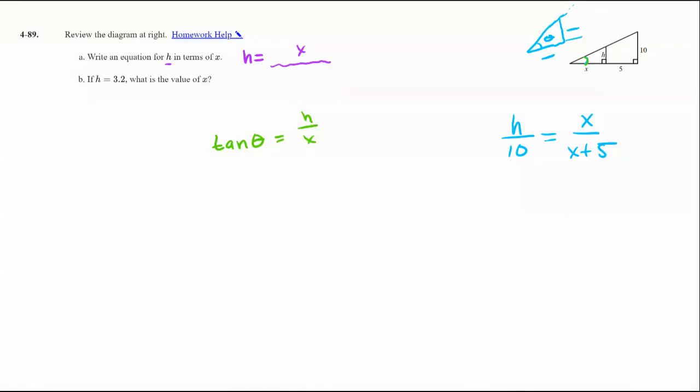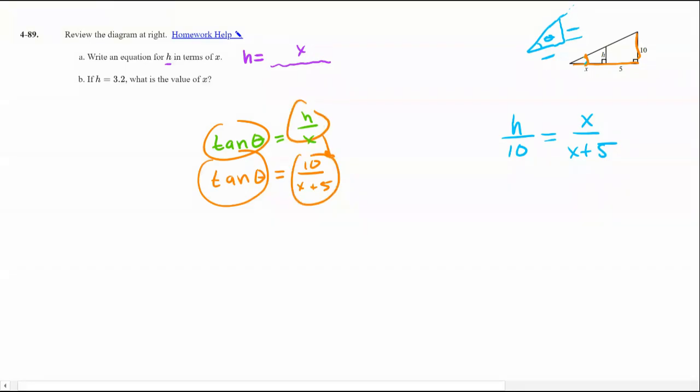Whereas if I look at the orange here, the bigger triangle, the angle stays the same. Tangent of theta is still the same. The only thing that changes is that my side lengths are a little bit longer. So the opposite side is 10, the adjacent side is x plus 5. Since these two things are equal, I can set them equal to each other: h over x equals 10 over x plus 5. I multiply x by both sides, and I get h equals 10x over x plus 5.